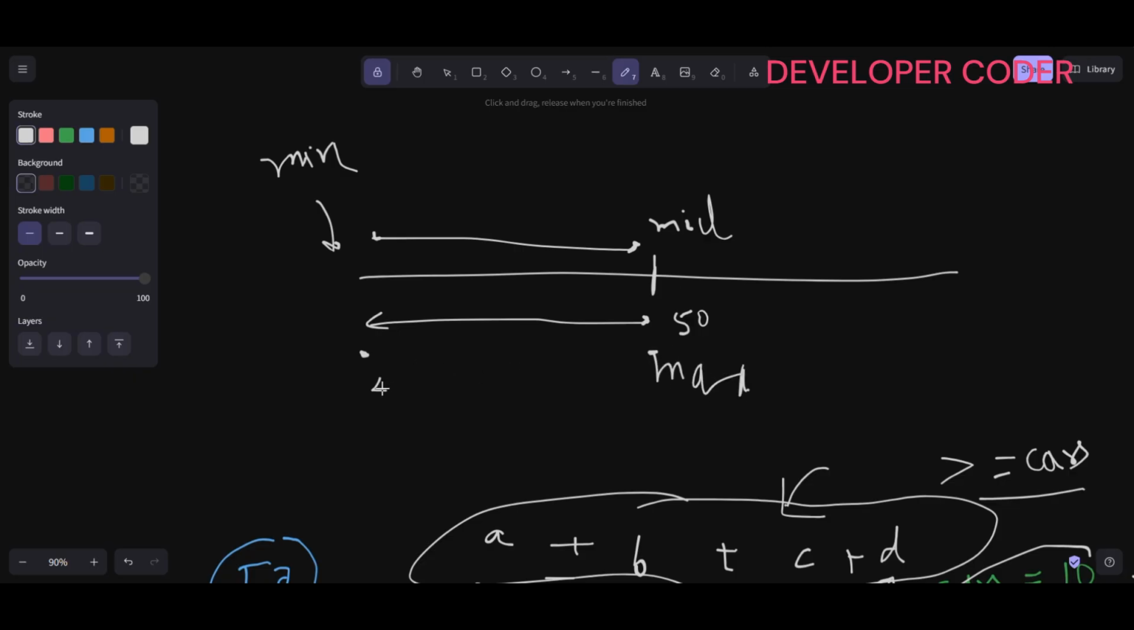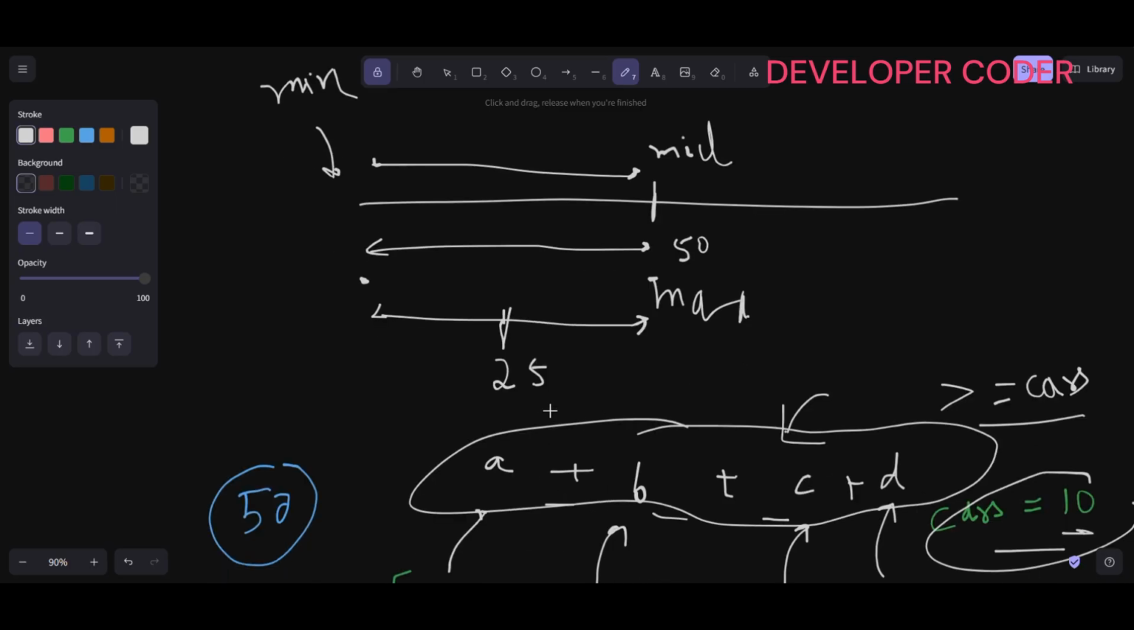Now in this range I will check next time how many cars I can repair. So I will get mid as 25. In 25 minutes I will check how many cars I can repair. If I can repair more cars in just 25 minutes, then I have to reduce the search interval and check here. So again this max is going to remain 25, and this min is 1. We take 1 initially, so again you get 13 here.